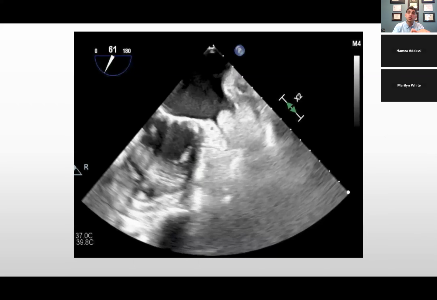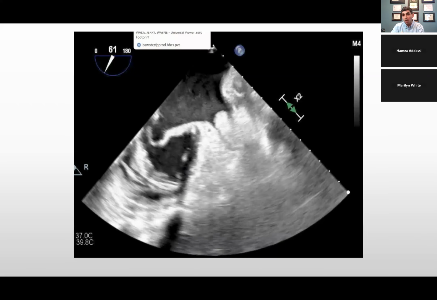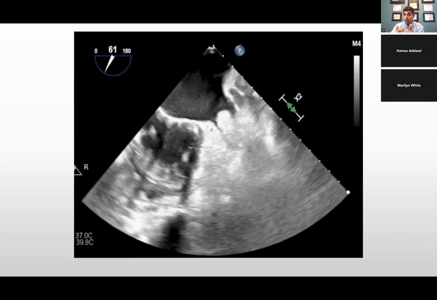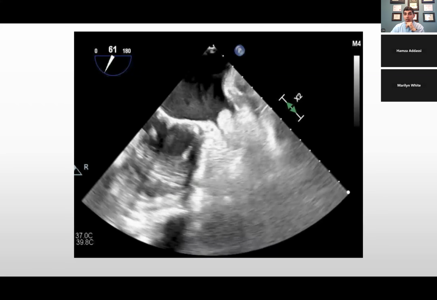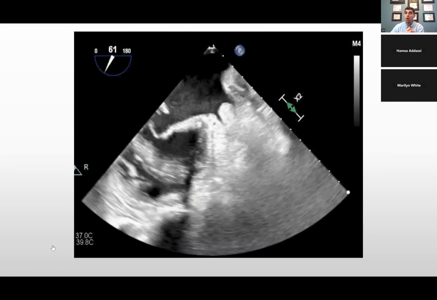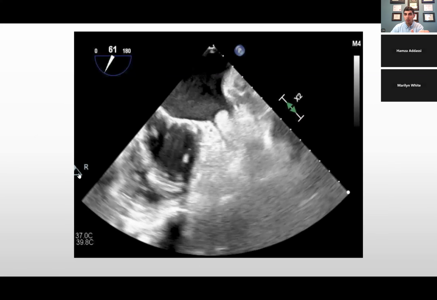So what do we do in this situation? Well, that's where the Watchman and the Amulet device have been developed, where we can go in there and close this hole without having to do open heart surgery.